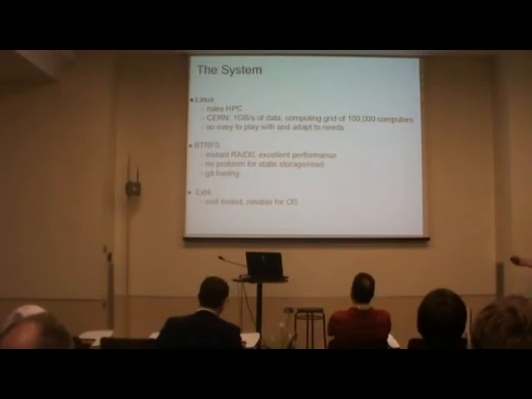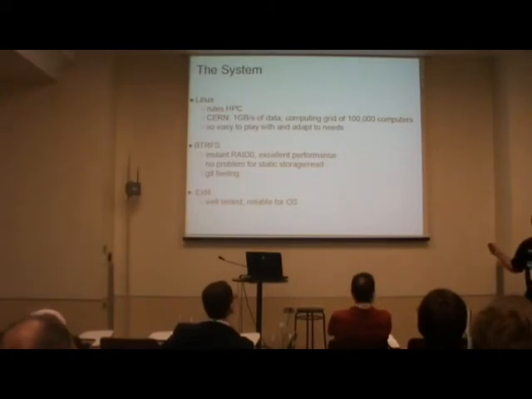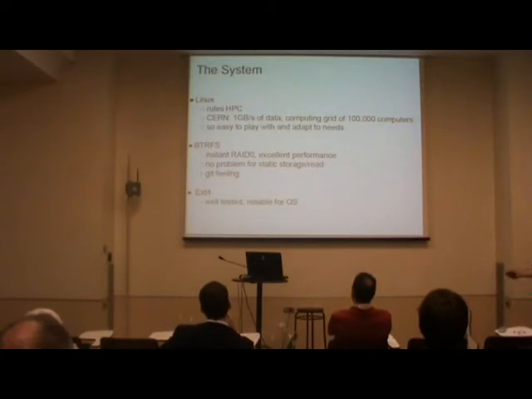So the system limits, as I told you, because in high-performance computing there are rules. Something which is quite amazing: CERN produces 1 gigabyte of data each second, and all this is dealt with by a network of 100,000 computers. So if it's good for them, it's good for us. Btrfs, I told you about it, and ext4, because you need something very stable for your OS.